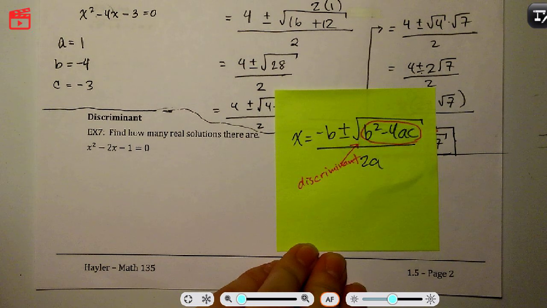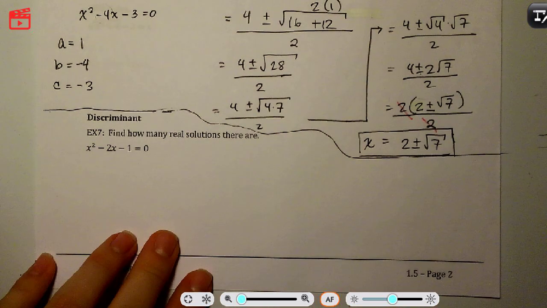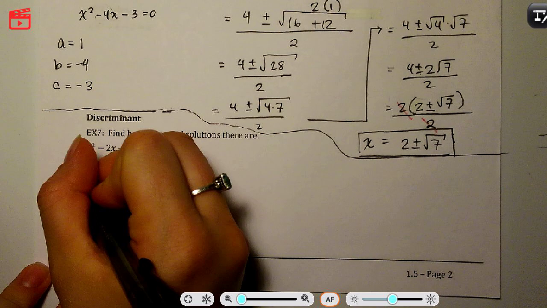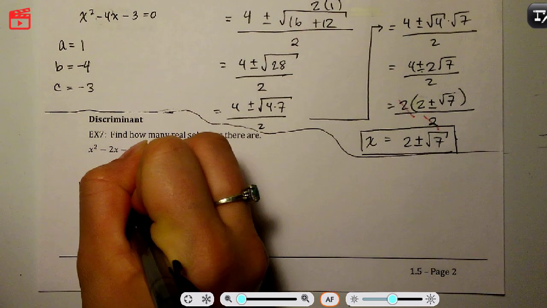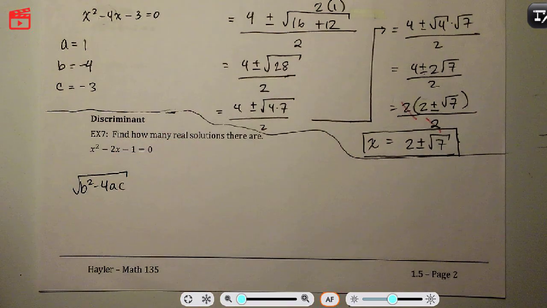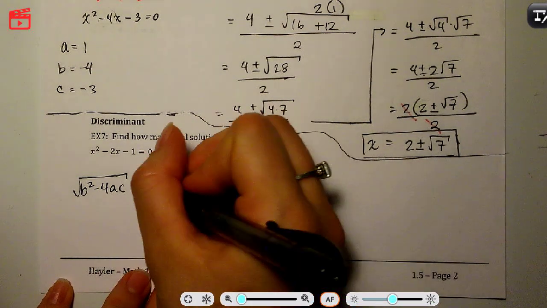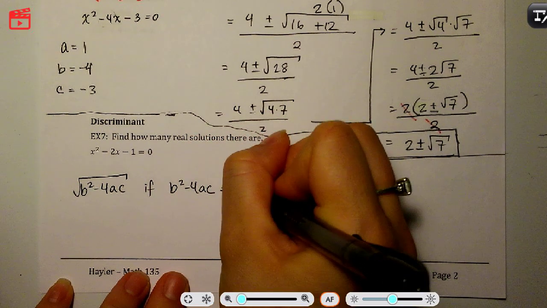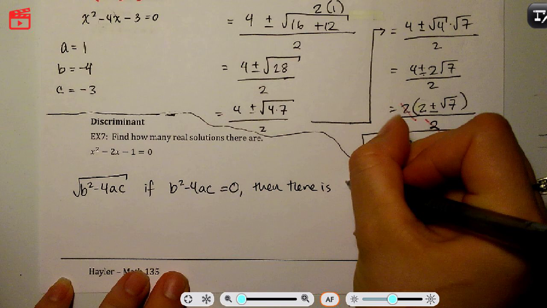Okay, why is it important? Well, it'll tell me how many real solutions there are. It doesn't speak, so there has to be a different way to find the answer. So when we use the discriminant, let me write that down on our page here. B squared minus 4ac. If the value underneath, so if b squared minus 4ac equals 0, then there is one solution.